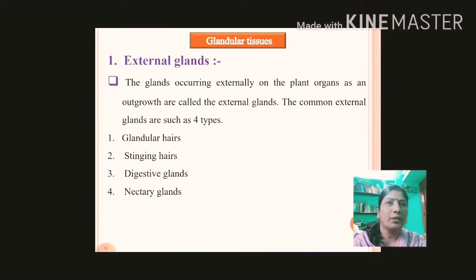The first type is external glands, on the external plant body organs. These outer growths on the plant body organs are called external glands. The common external glands are of four types: glandular hairs, stinging hairs, digestive glands, and nectar glands. We will study them one by one.